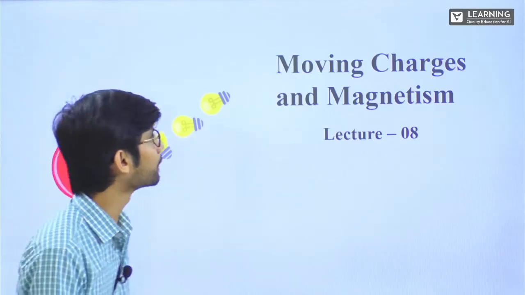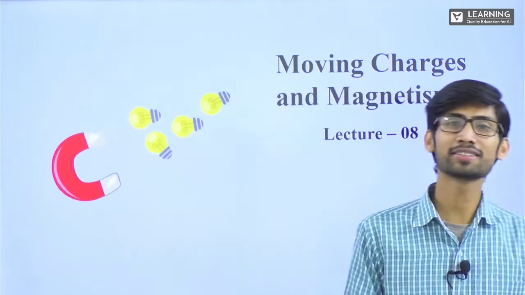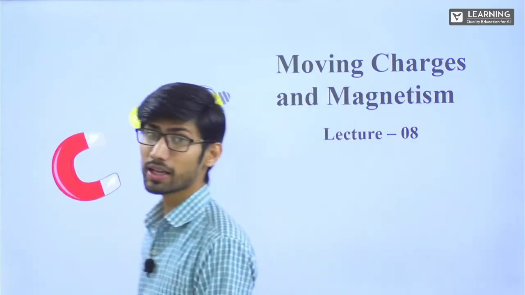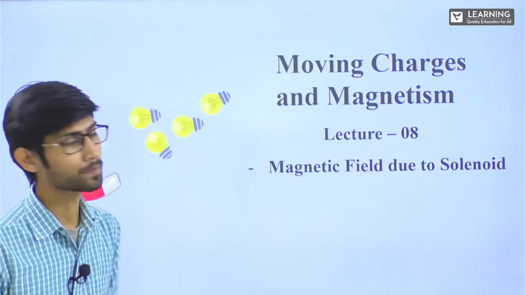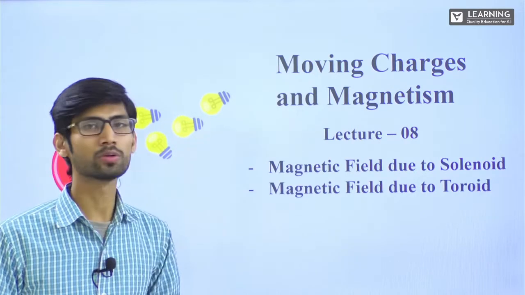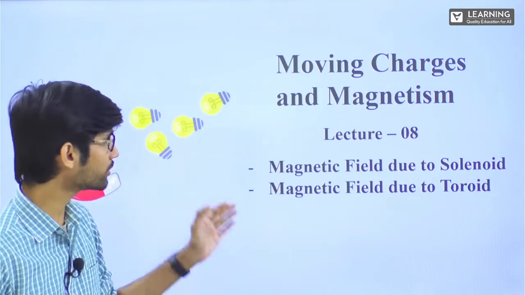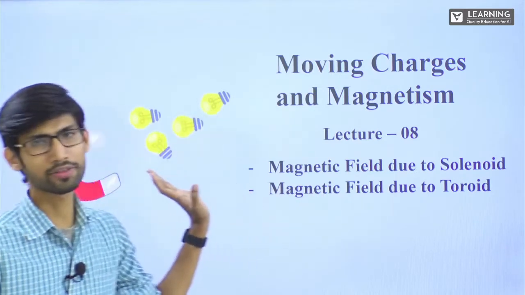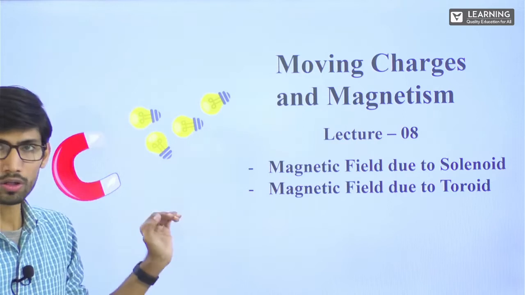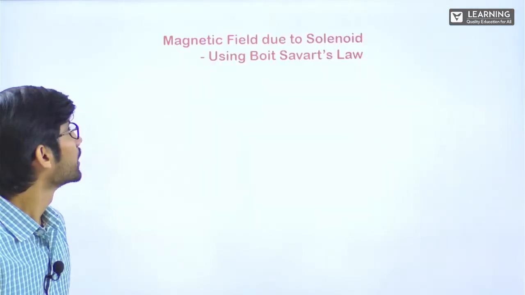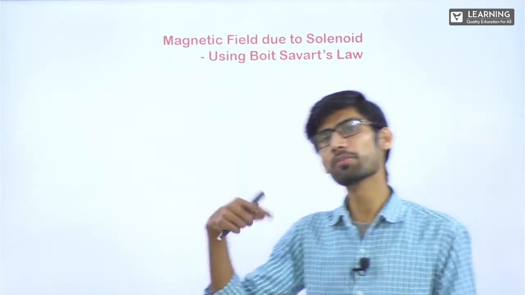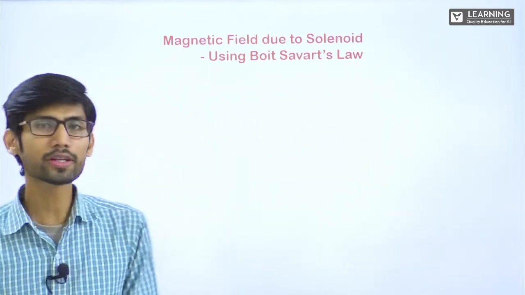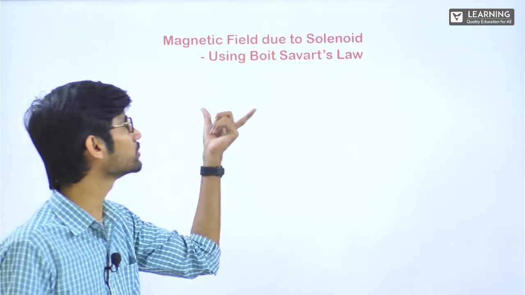We were doing moving charges and magnetism, and this is lecture number 8. In this lecture, we are going to talk about magnetic field due to solenoid and magnetic field due to toroid. So we'll be discussing the magnetic field inside the solenoid on the axis, using Biot-Savart's law. Later we'll be seeing using Ampere Circuit Law also. But before that, for getting a proper formula, we'll be using Biot-Savart's law.